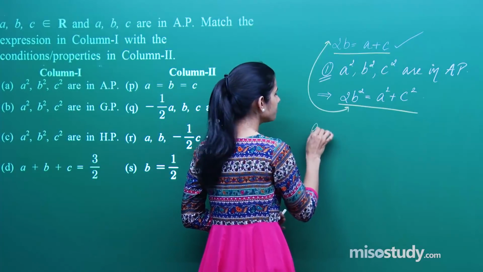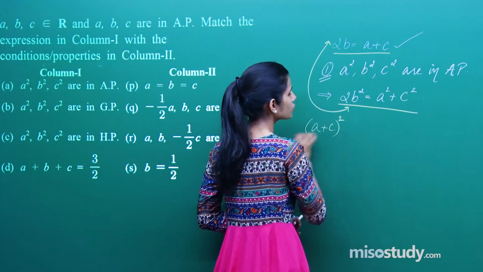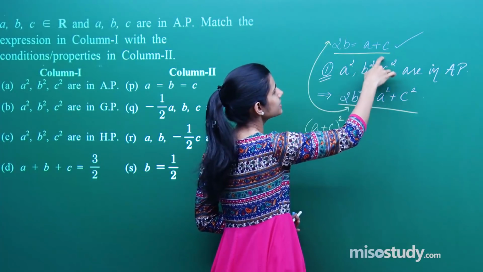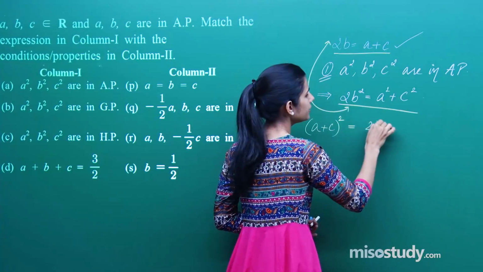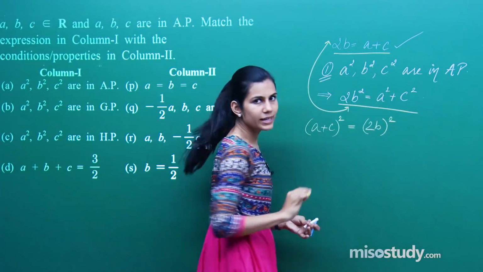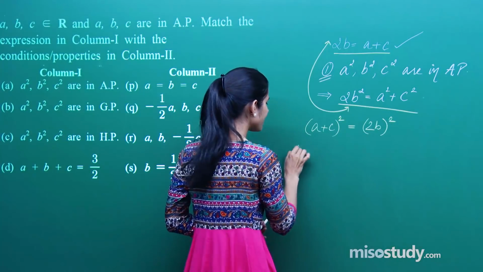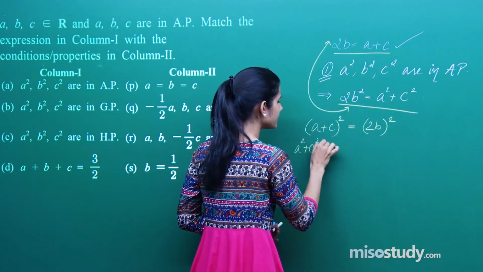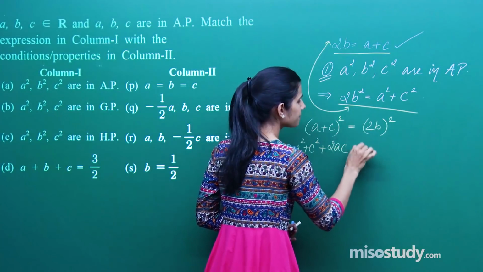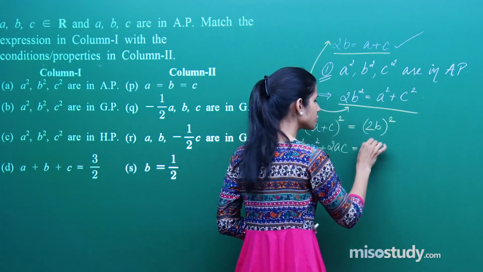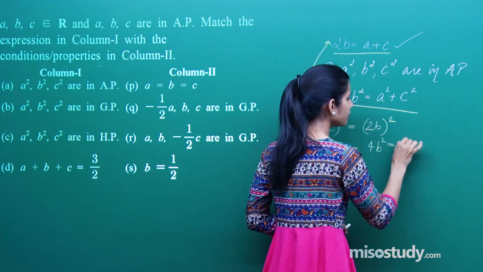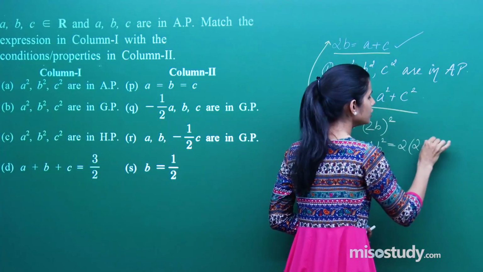So what do I do? I consider A plus C whole square. A plus C whole square will be 2B whole square according to my given conditions. But actually A plus C whole square is A square plus C square plus 2AC. And 2B whole square is 4B square, which I can write as twice of 2B square.